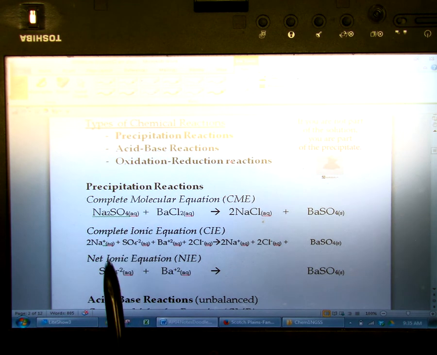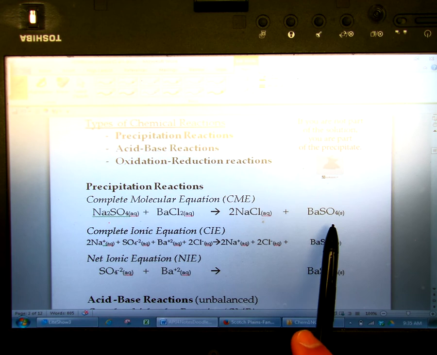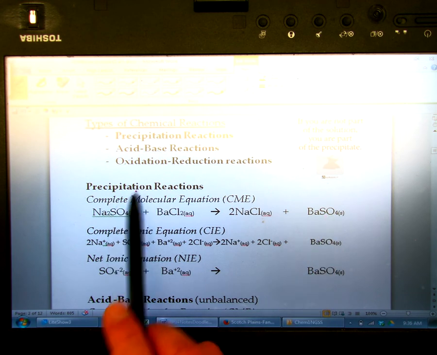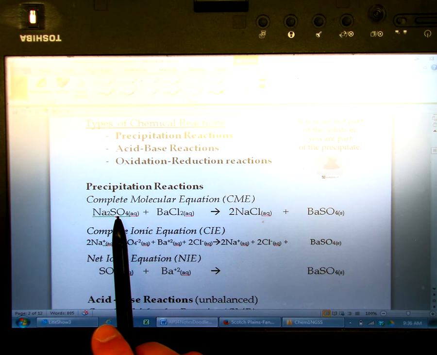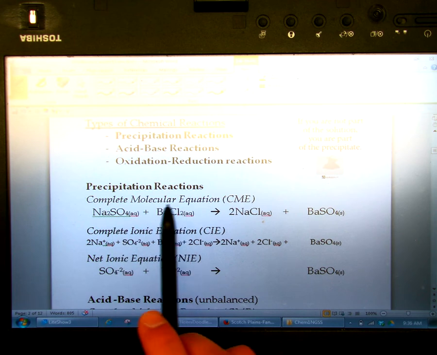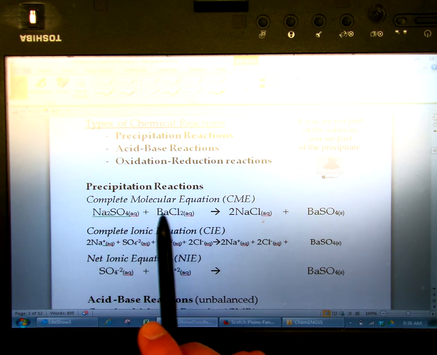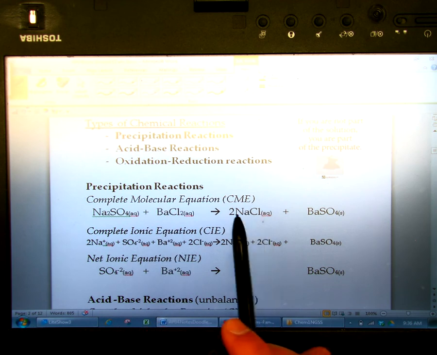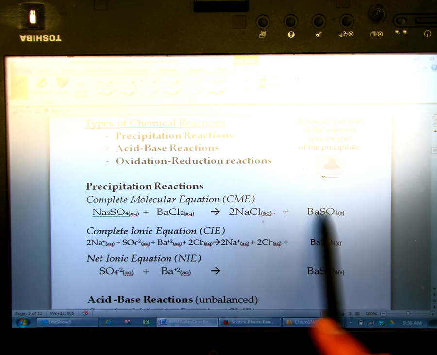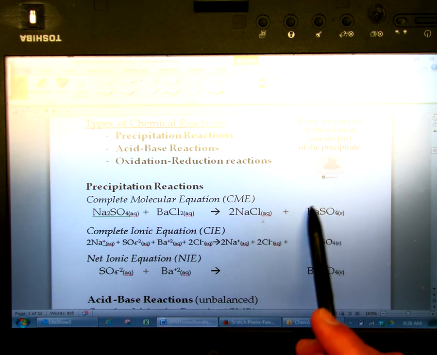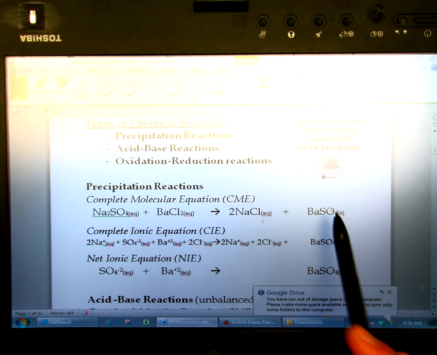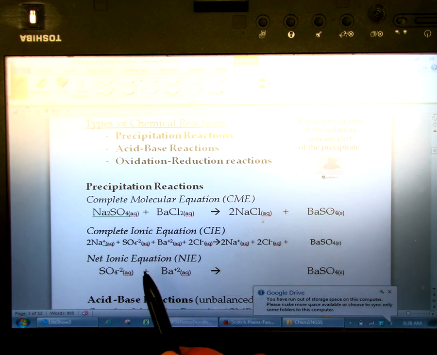Here's the example given. Sodium sulfate reacts with barium chloride to make sodium chloride and barium sulfate. This is going to be a precipitation reaction because this is soluble. Sulfates are soluble, except for the CaPbBaHg2 group. Chlorides are soluble, except for the HAP group. This will dissolve with group 1 and chlorides, and this will not dissolve because of the CaPbBaHg2 group. So now what we're going to do is balance it.